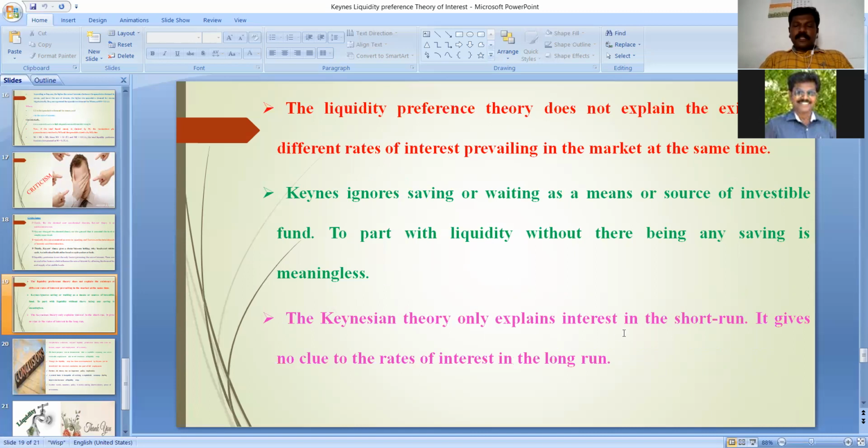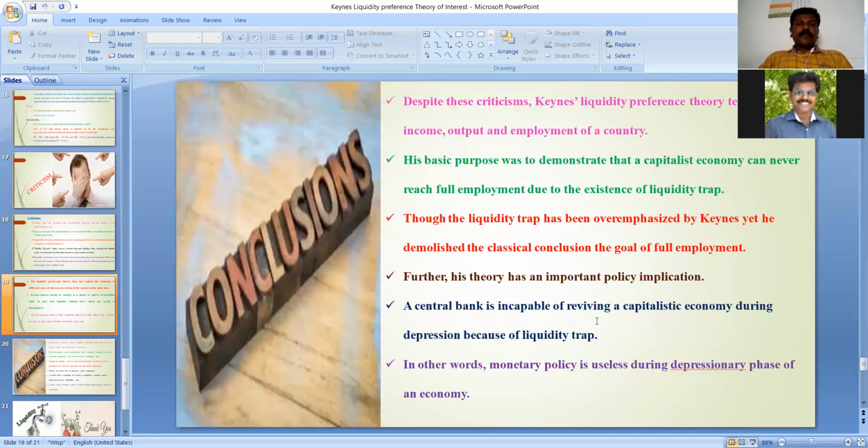The Keynes theory only explained interest in the short run. It gives no clue to the rate of interest in the long run. So Keynes focused on the short run only, and not the long run. So they are criticizing this theory.